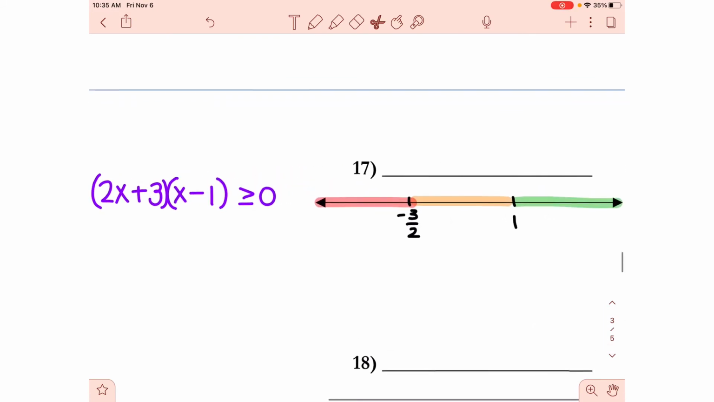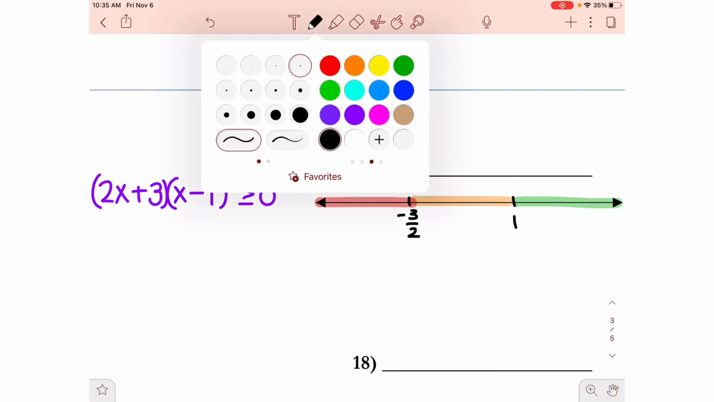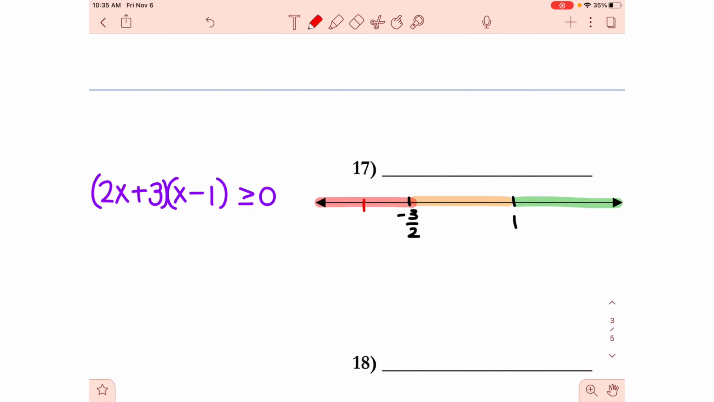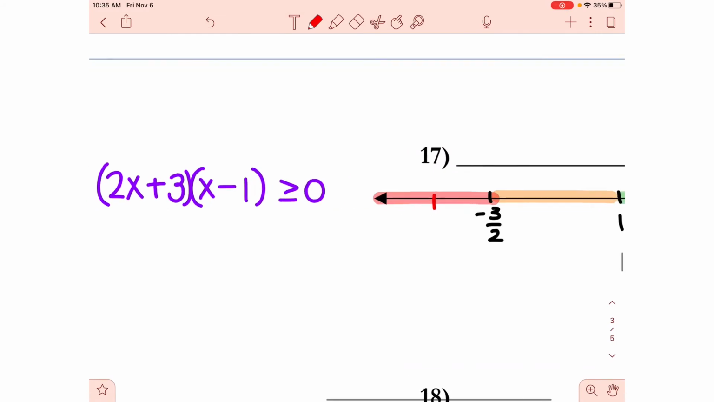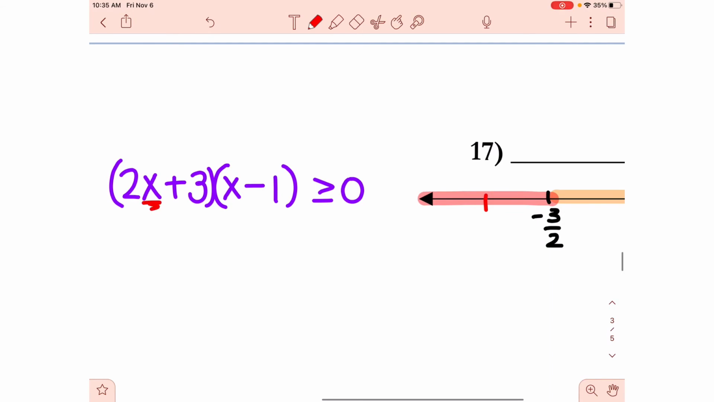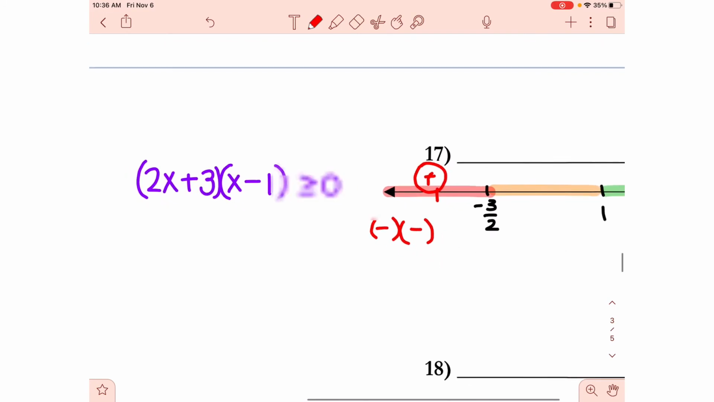Okay, so let's pick a number from the red section, something smaller than negative 3/2. Again, I like to pick something extreme that's easy to work with, like negative 10. So if I plug in negative 10, I get negative 20 plus 3, which is a negative number. And negative 10 minus 1 is also a negative number. And a negative number times a negative number is a positive number. So that interval is positive.